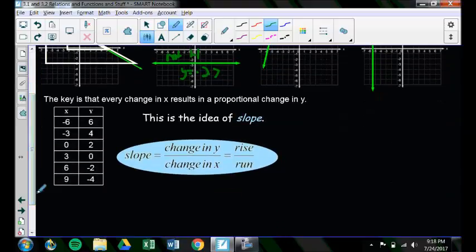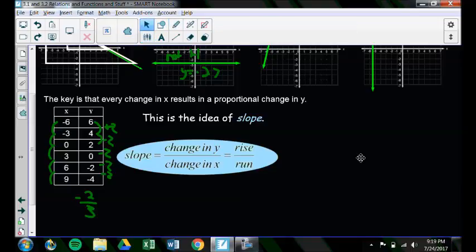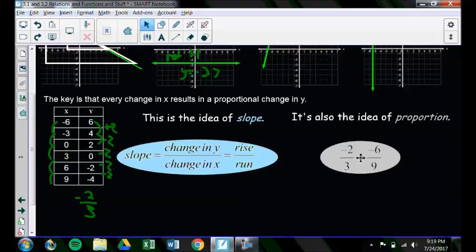If you think about these fractions, this is going down, down, down, down. This is going up 3, up 3, up 3, up 3, up 3. You have a constant proportion in the change, and that gives you a slope. It's the idea of slope or the idea of proportion. Negative 2 over 3 is the same as negative 6 over 9 because those are the changes that you have with x and y. Change in y over change in x. So when you have a linear relation, you have a constant slope, which has proportional change in y divided by change in x, which we call rise over run. That's just Algebra 1 for you.